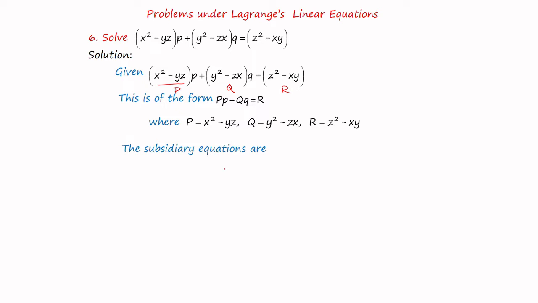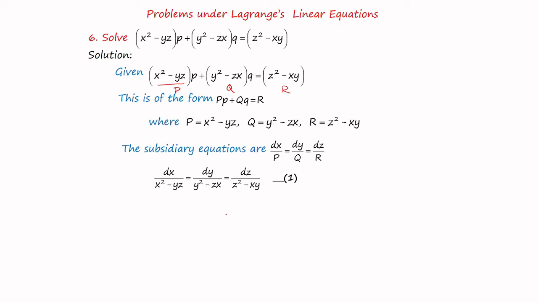After that, you have to find the subsidiary equations or auxiliary equations. What is that? dx by P is equal to dy by Q is equal to dz by R, and you have to substitute the values of P, Q and R here. So dx by x squared minus yz is equal to dy by y squared minus zx is equal to dz by z squared minus xy. Now we take this equation as number 1.